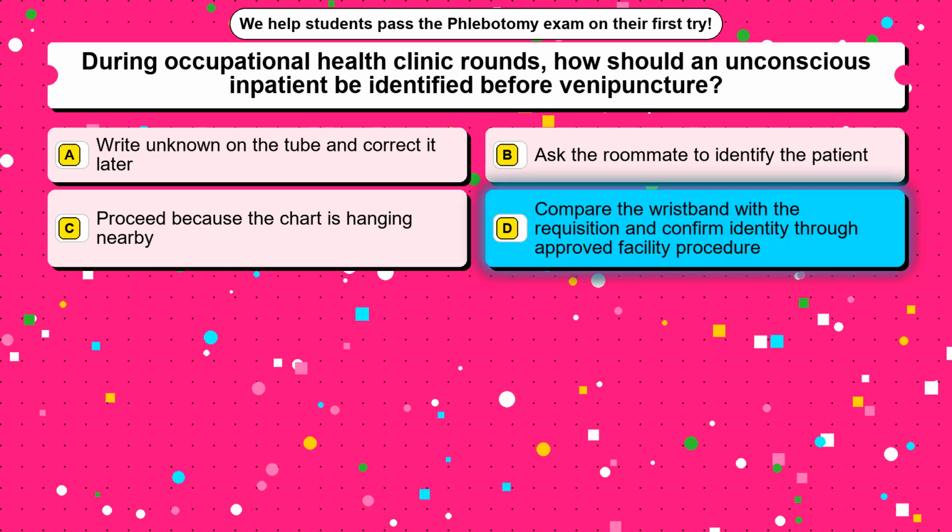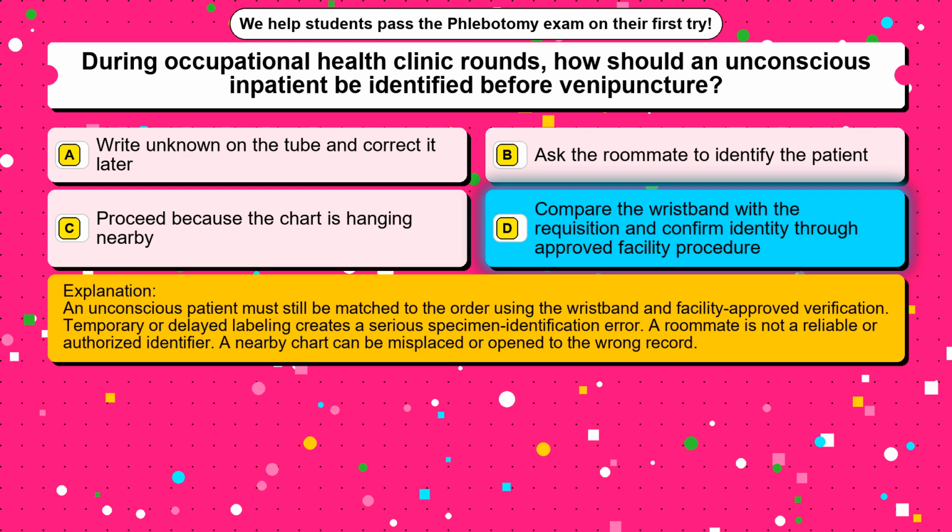The correct answer is option D. Compare the wristband with the requisition and confirm identity through approved facility procedure. An unconscious patient must still be matched to the order using the wristband and facility-approved verification. Temporary or delayed labeling creates a serious specimen identification error. A roommate is not a reliable or authorized identifier. A nearby chart can be misplaced or opened to the wrong record.